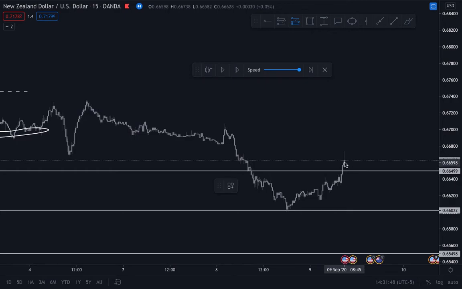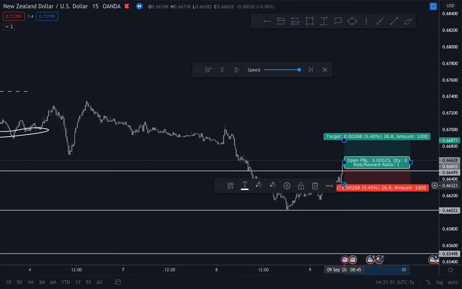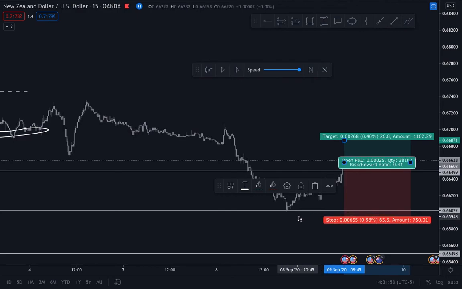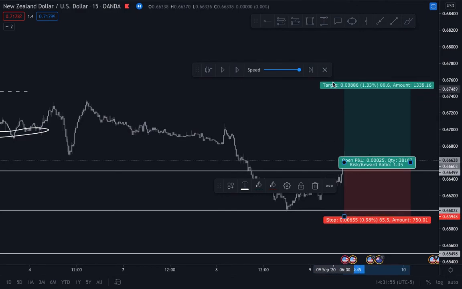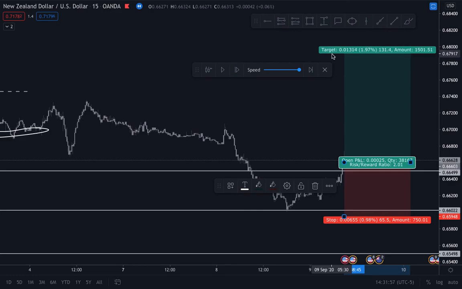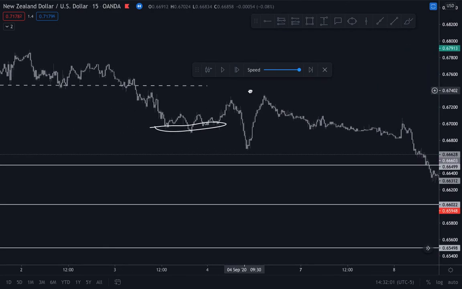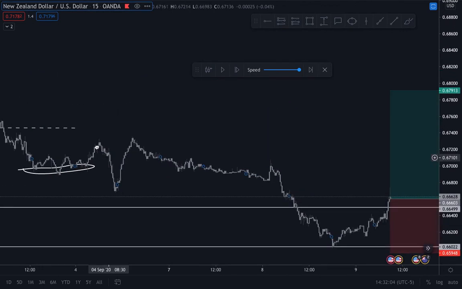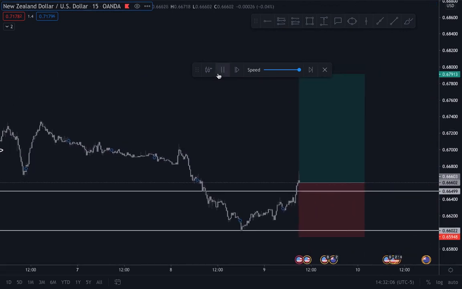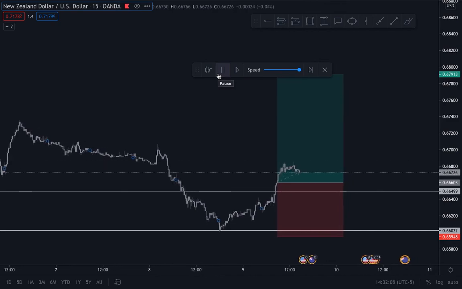So this is where we are now. This is where I'll enter, place my stop behind there, still aim for around 2R, which still takes us to around the same area as before. And let's see what happens.